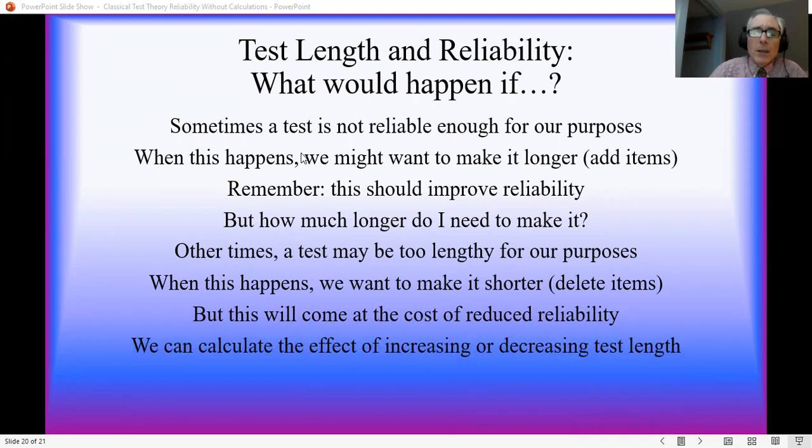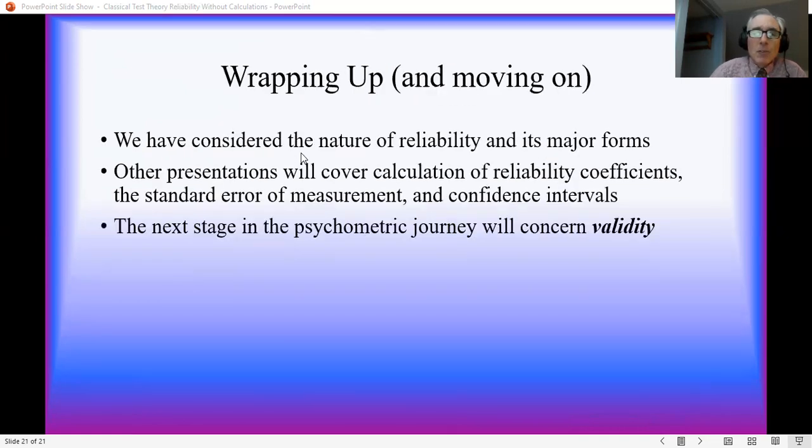Okay, we're again not doing calculations today. That's another presentation. So today we have really delved into what reliability is. We've explored the major forms of reliability. And again, in other separate presentations, we're going to look at how to calculate and derive reliability coefficients, internal consistency, inter-rater reliability in particular, how to get a standard error of measurement, and how to construct confidence intervals.